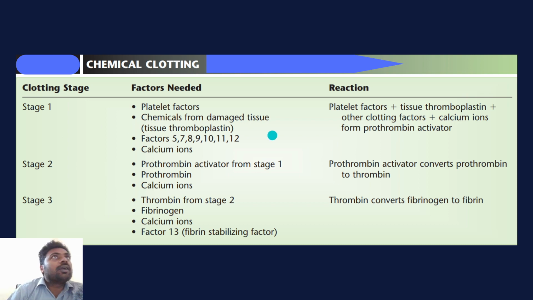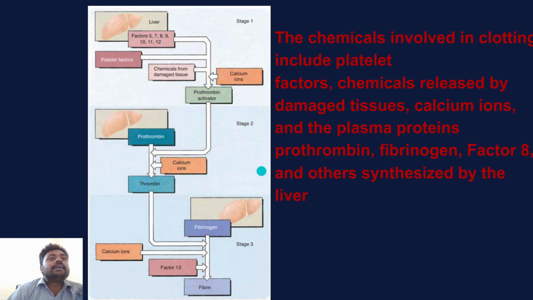So these are the chemical clotting factors. These are the factors needed, and this is the reaction in stage 3. These are the factors needed, and this is the reaction happening, and this is the diagram of how the blood clot is formed.